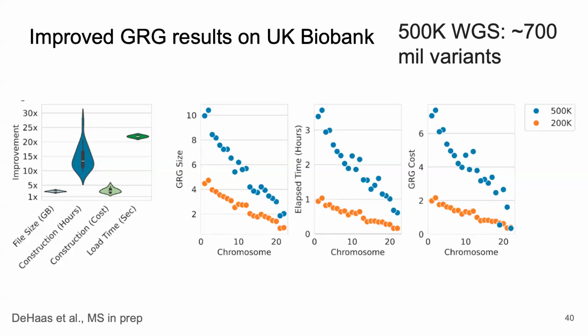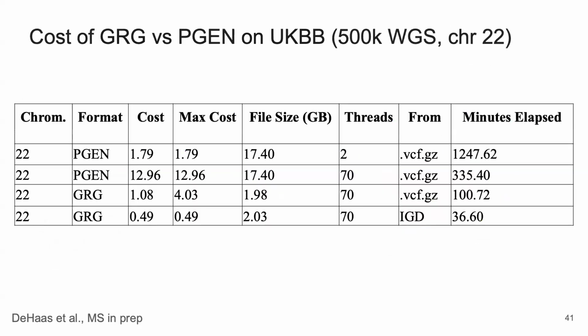And how long does it take to build a GRG? If we use a single node with 70 cores, for each chromosome, it takes a few hours to convert from the gzipped VCF into a GRG. And it only costs a few dollars for each chromosome. So we think this is pretty fast and pretty low cost.